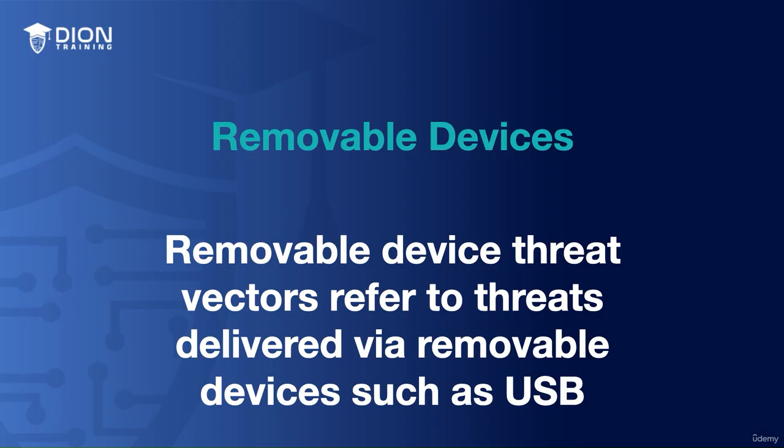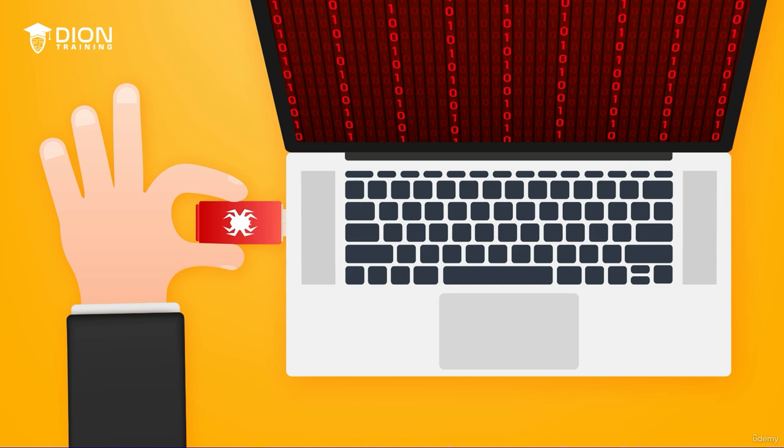Fifth, we have removable devices. Removable device threat vectors refer to the threats delivered via removable devices, such as USB thumb drives and externally connected storage devices, like hard disks and solid-state devices. One common technique used with removable devices is known as baiting. With baiting, an attacker might leave a malware-infected USB drive in a location where their target might find it, such as in the parking lot or the lobby of the targeted organization. If the target finds the device and connects it to their computer system, the malware will then be installed and executed.